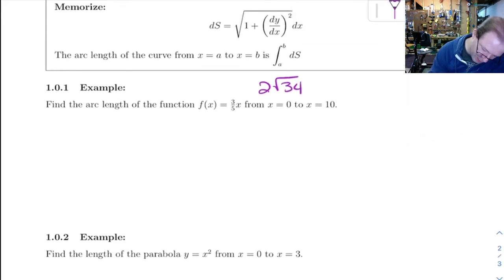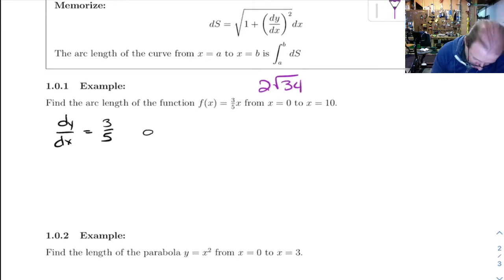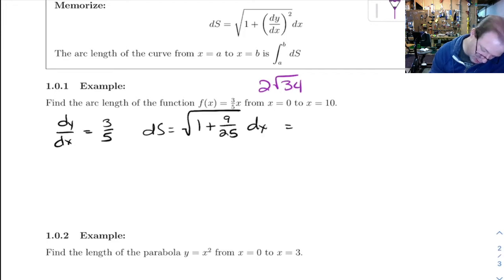All right. Well, my derivative here, dy/dx, is 3/5. And so the ds is going to be the square root of 1 plus 3/5 squared dx. Let's go ahead and square that. You get 9 over 25. And if you add that up, 25 plus 9 is 34 over 25. That looks promising. And of course, you could rewrite that as 1/5 root 34.